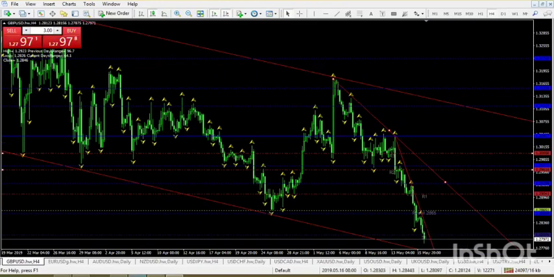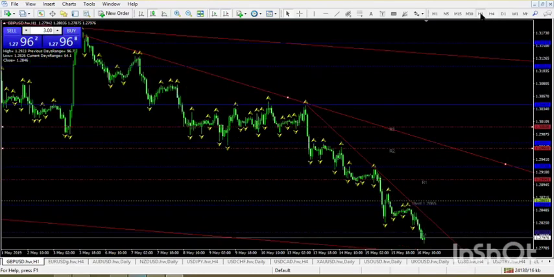The pivot is broken here, and I told you that this is a continuation candlestick. It has a long body with an upper shadow. It's completed inside the previous candlestick, so this is a descending signal. And it's the same in our hourly time frame.